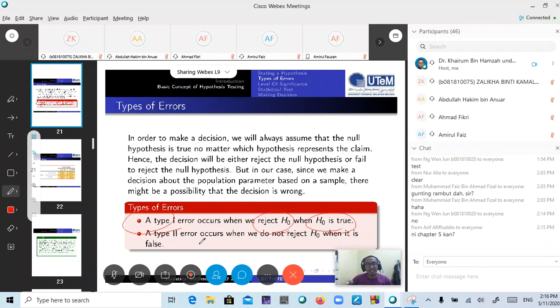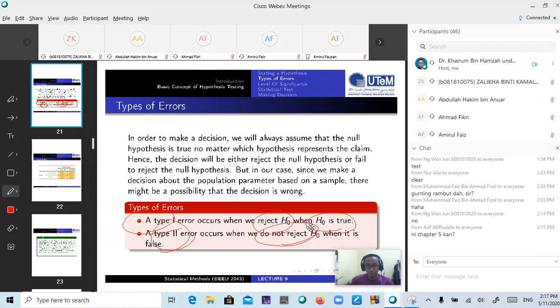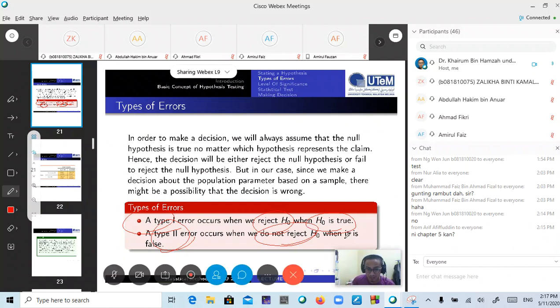Okay, and then what is type 2 error? Type 2 error occurs when we do not reject H0, fail to reject H0, when it is false. Okay, actually H0 is false, but we do not reject. Kita terima H0 tu. So that one we call type 2 error.